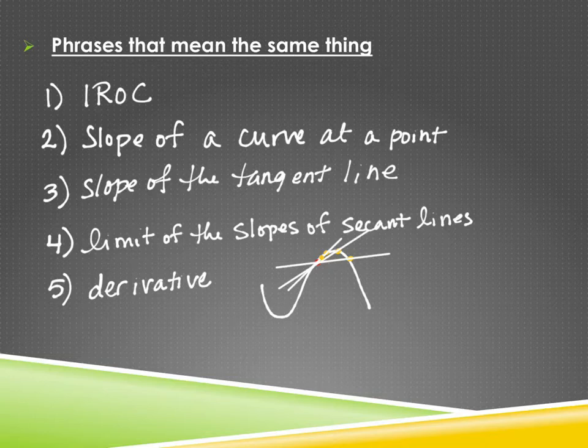Instantaneous rate of change, slope of the curve at a point. Those actually came from section 2.2. Slope of the tangent line, which is number 3. We also talked about that in section 2.2. And then we have the limit of the slope of the secant lines. That's the picture that's drawn here.